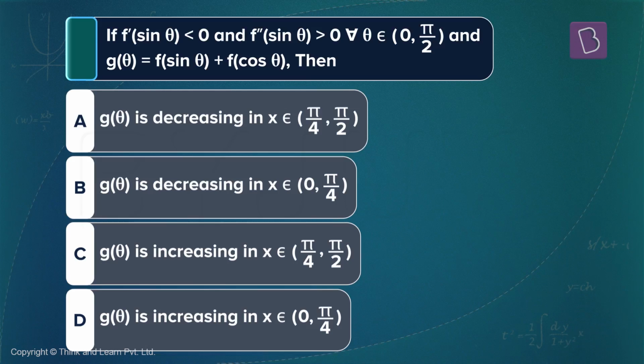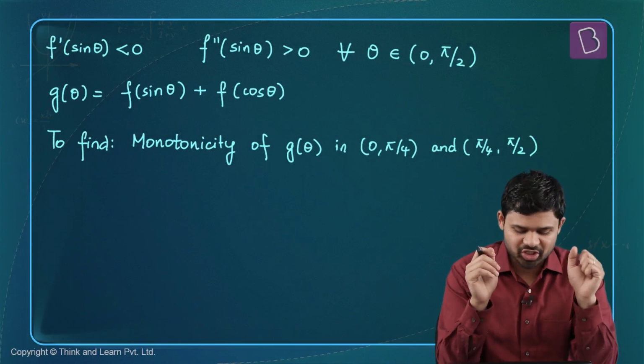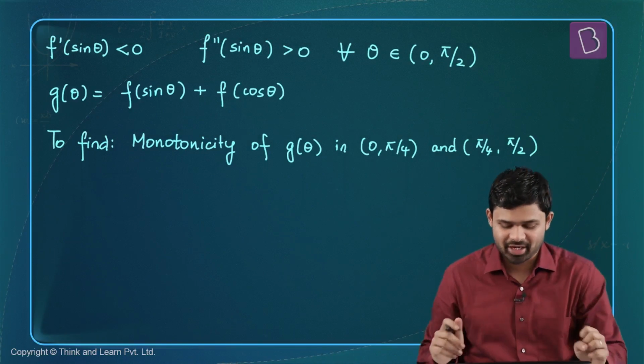So as soon as you look at the options, you will understand that options 1 and 3 contradict each other, options 2 and 4 contradict each other, which means either of 1 or 3 is correct, either of 2 or 4 is correct, both of them cannot be correct. So let's get into this question. Let's try and solve this question in a very systematic way.